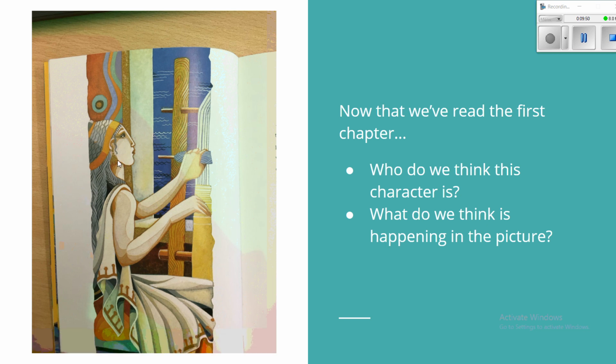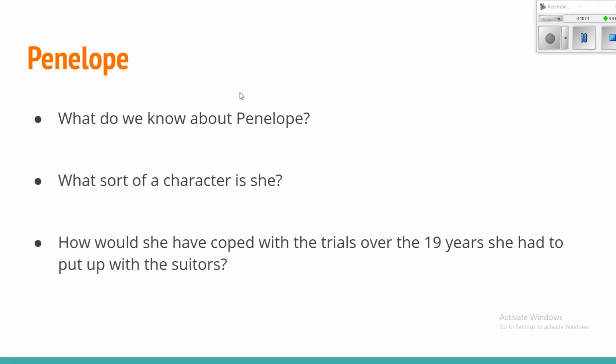Now, we've looked at this picture again. So who do we think the character is, and what do we think they are doing in the picture? Just have a little think yourself. Okay, you should have had a little think now, and we're going to have a look and move on. So, of course, it's about Penelope. We're going to focus on Penelope as a character, the wife of Odysseus.